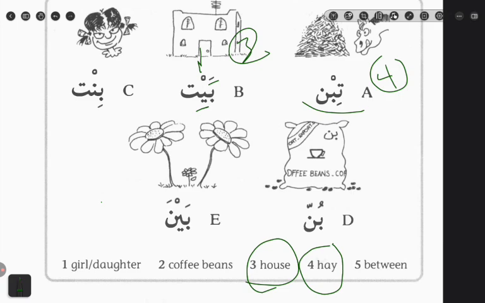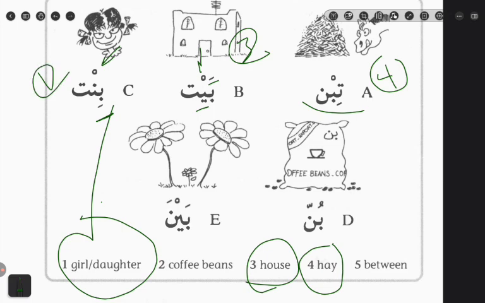بيت means house. And then the third word, which is bint, kasra below ba and sukun above noon, which means, yes, girl or daughter, that's correct. And then we have bun, which is dhamma above ba and shadda above noon, which means, yes, coffee beans, that's correct. Bun. And then we have the last one, which is bayna, fatha above ba, sukun above ya, and then fatha again above noon, which means, yes, between.